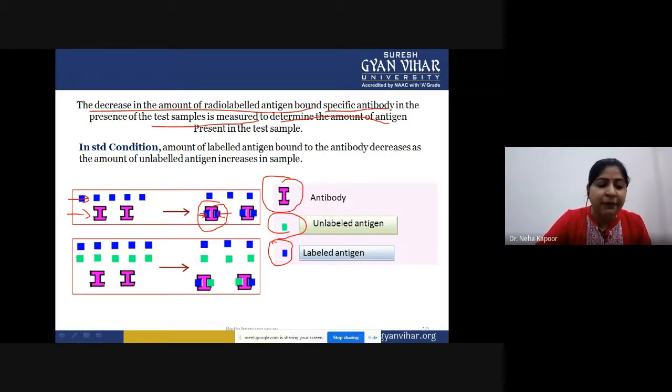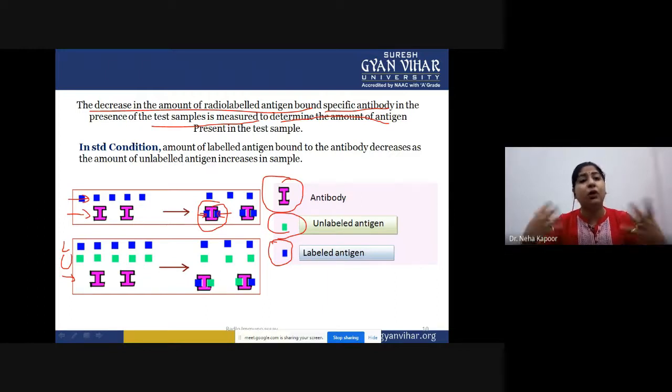Now suppose you are performing this experiment in the presence of an unlabeled antigen also. In the second setup, we have added labeled antigen, this one is labeled and this green one is unlabeled, and we have added an antibody. Now both of these antigens have the same binding sites. That means they can bind to this antibody at these binding sites. So there would be a competition, as you can see here. At one slot the labeled antigen is there, and at another slot the unlabeled antigen is there.